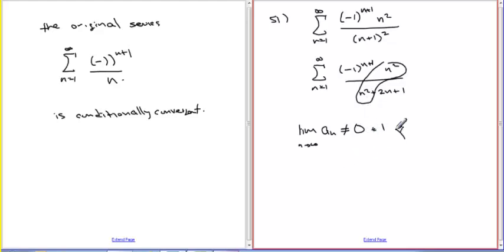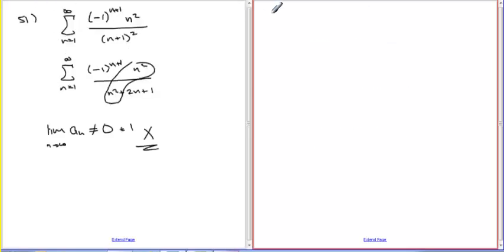It does not converge. We don't have to do any of the rest of the stuff. Okay, and then we have 54, which has this.